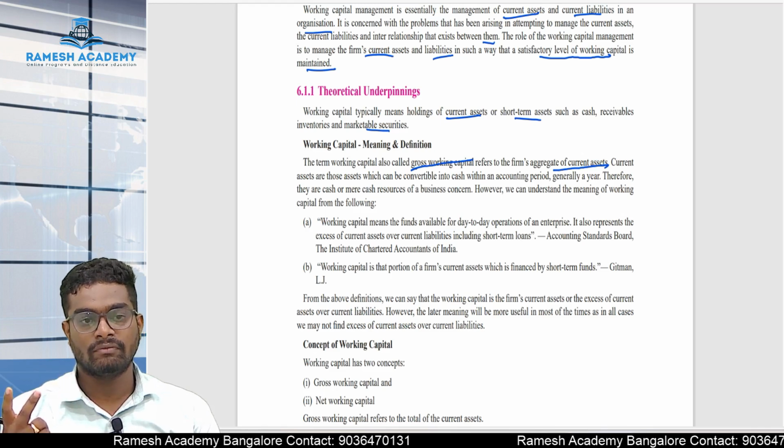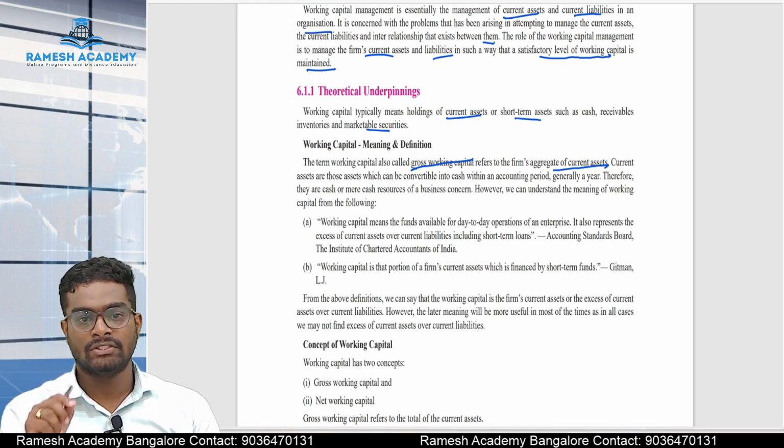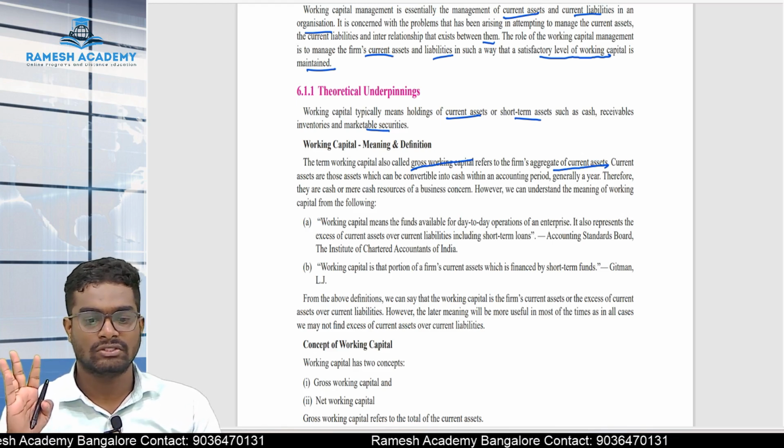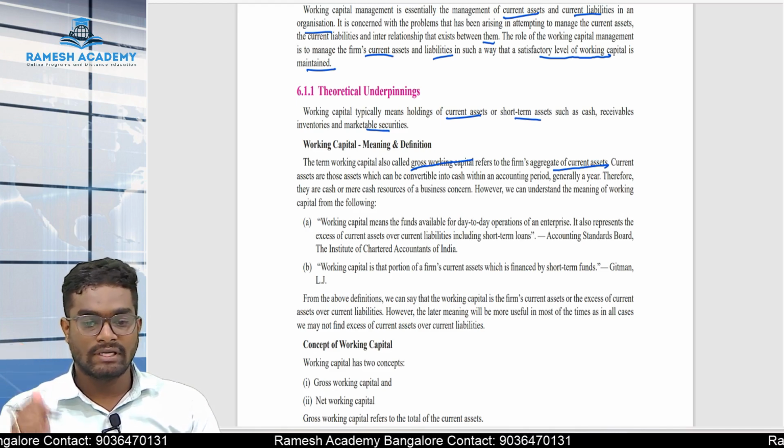So we have 2 types of working capital. One is gross, one is net. Gross is nothing but you will not deduct the current liabilities. You will be adding up all the current assets. That is known as gross. Net means you will be deducting the current liabilities. That is known as net working capital.